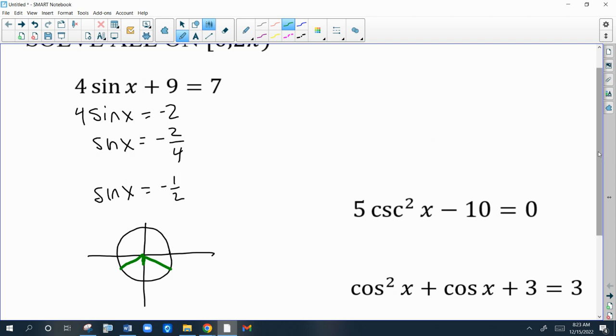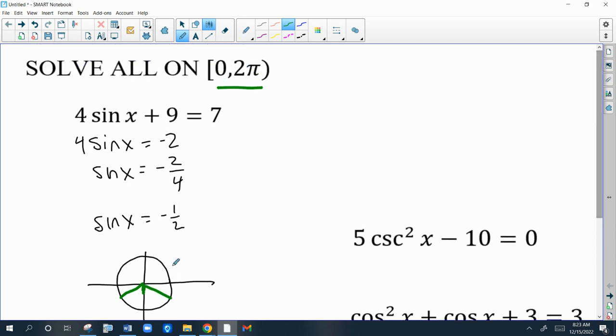Since we're going from 0 to 2 pi, that means we're going once around the circle. So all I have to do is count. And it's in radians because it's 2 pi. So I'm going to count pi over 6's, and those are going to be my answers. The first green answer is 1, 2, 3, 4, 5, 6, 7 pi over 6. And then the second one, we're at 7 here, 8, 9, 10, 11 pi over 6. So those are your two solutions.